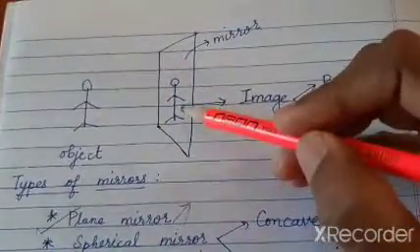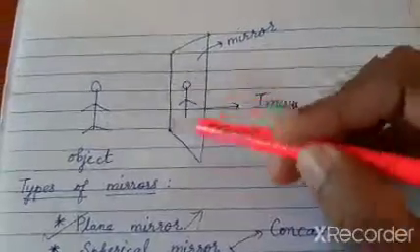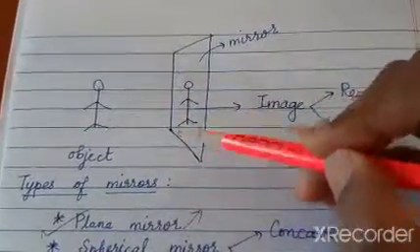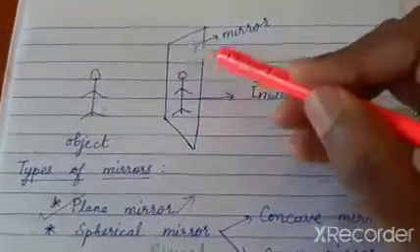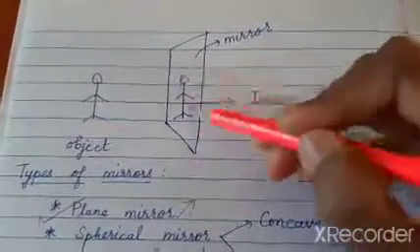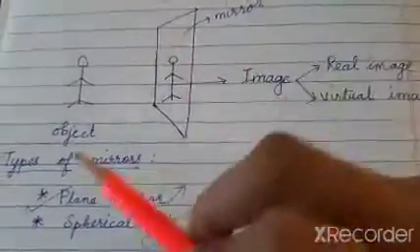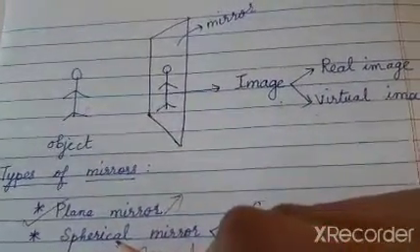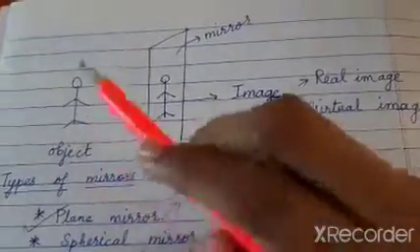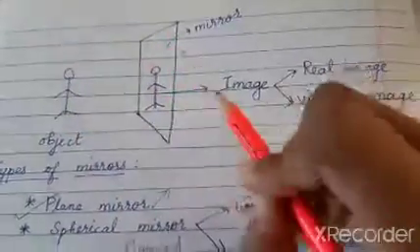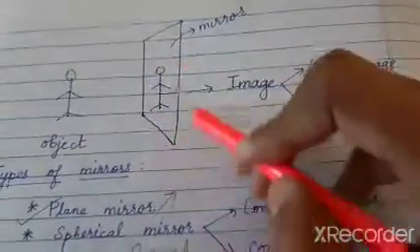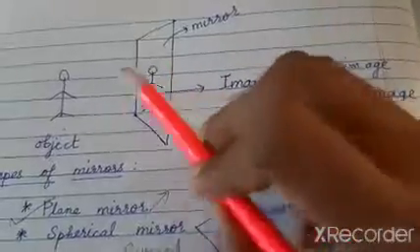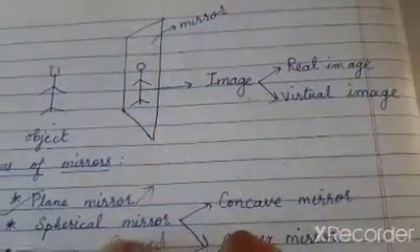And the one which is viewed on the mirror, I repeat again, is the image obtained by reflection of the object. Clear? So the object is the one which stands in front of it, and the image is the one which is obtained on the mirror by the reflection of light.